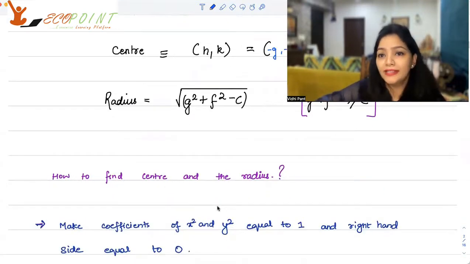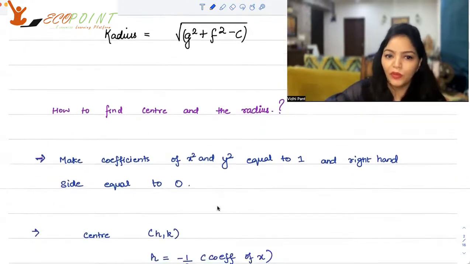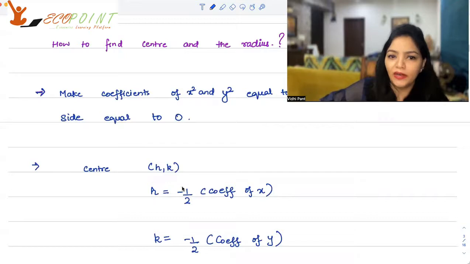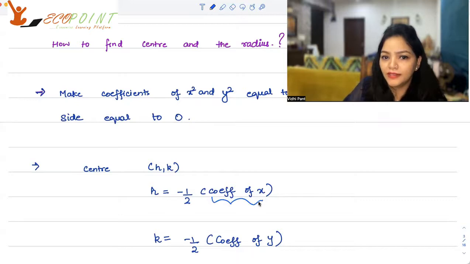Now, how to find the center and radius? Let me give you a couple of steps which you can always use, and then we will move on to an application also. Make the coefficients of x square and y square equal to 1. That is, if you have, say, 2 with x square, y square, you can just divide throughout. And make the right-hand side equal to 0, so take everything to one side. With that, you'll be able to relate. Your center (h, k) is nothing else but, if you notice, h is minus half of the coefficient of x, and k is minus half of the coefficient of y.